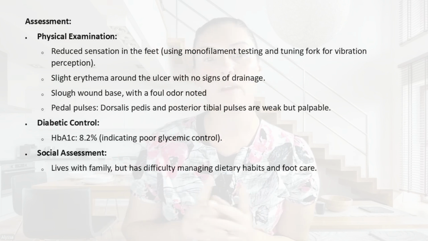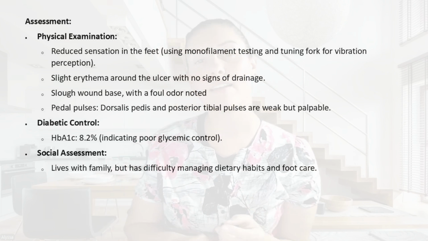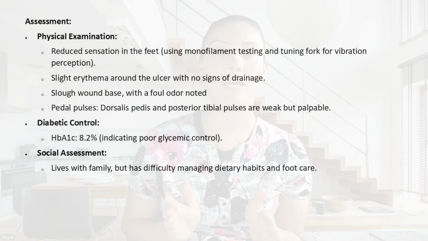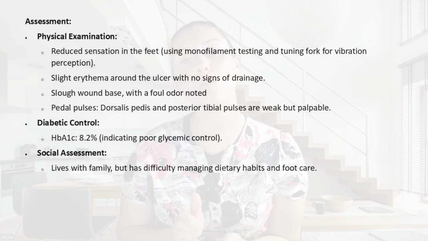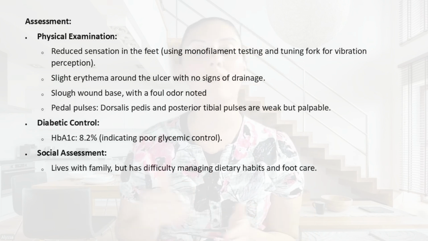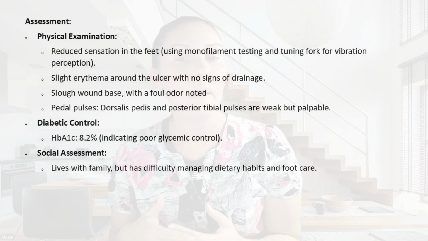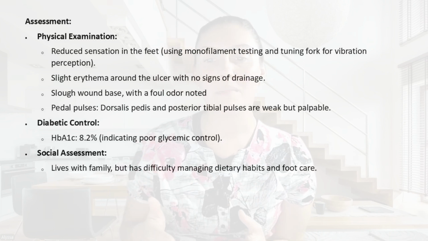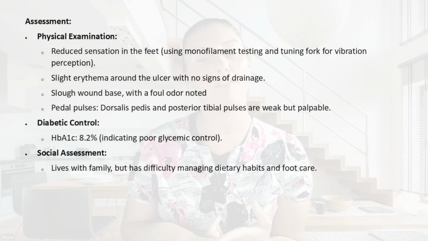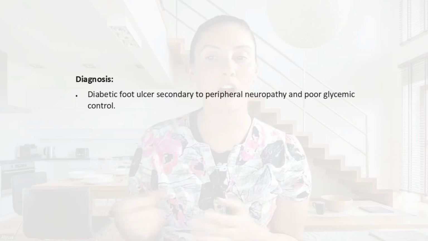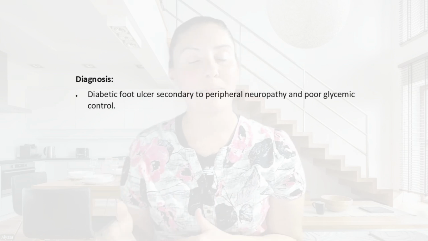Diabetic control, so his hemoglobin A1C was tested, and that gives a range of the blood sugar over the last 3 months, and it was an 8.2, so that does indicate poor glycemic control. And his social assessment, he lives with his family, but has had difficulty managing dietary habits and foot care. So his diagnosis is a diabetic foot ulcer secondary to peripheral neuropathy and poor glycemic control.